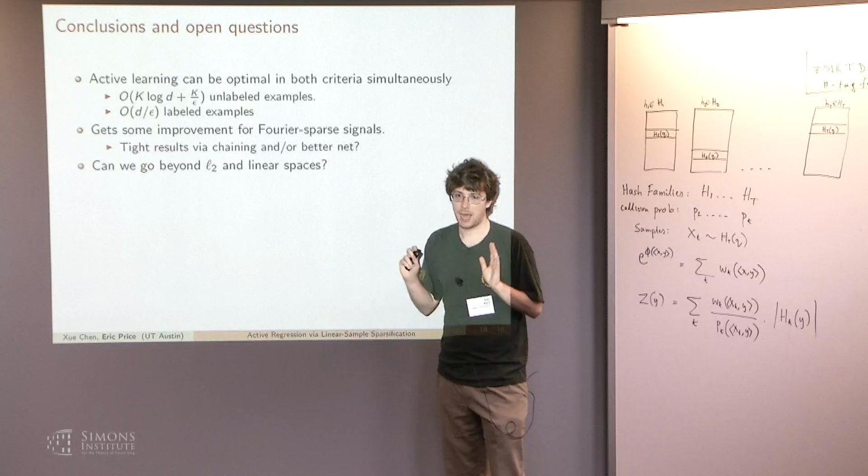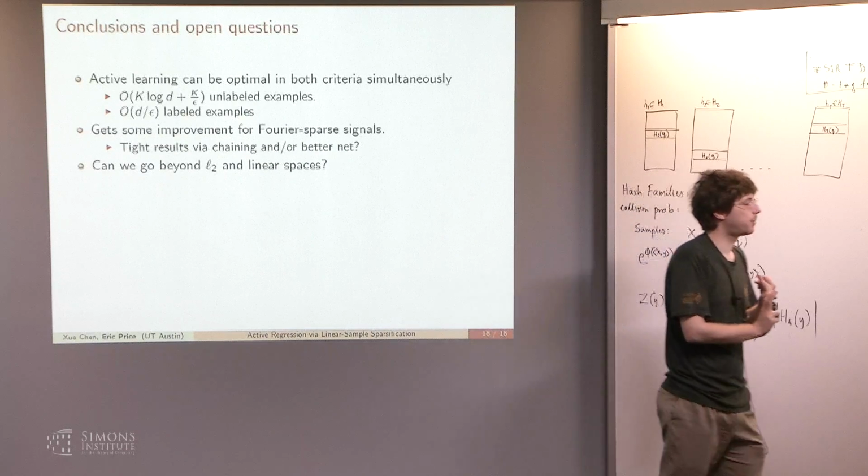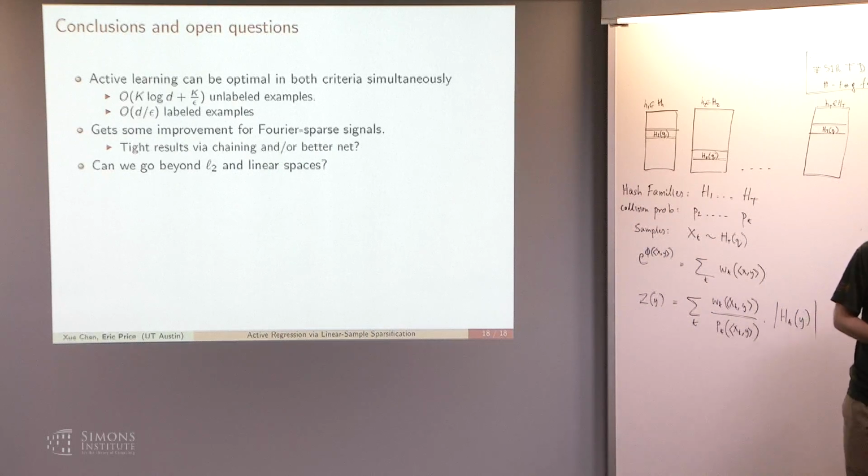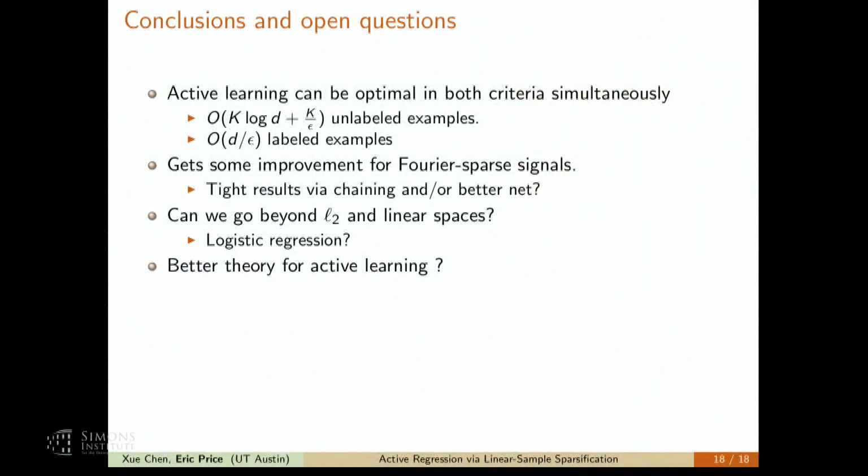I think some interesting questions for future work are, one, going beyond L2 and linear spaces. So for example, can we do logistic regression? And another is, when people actually do active learning, they'll often sample points and then do multiple rounds. So after you look at some points, decide where to sample next. And in this worst case agnostic setting, that's not useful. And I think it's a good question whether it is useful for worst case bounds in something like logistic regression, or what you should be doing for other settings. Anyway, thank you.